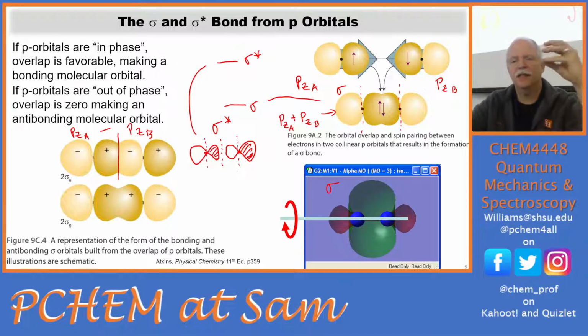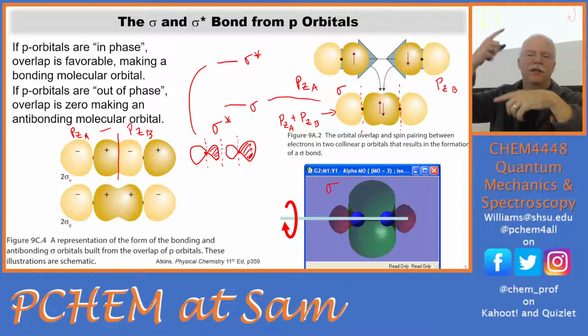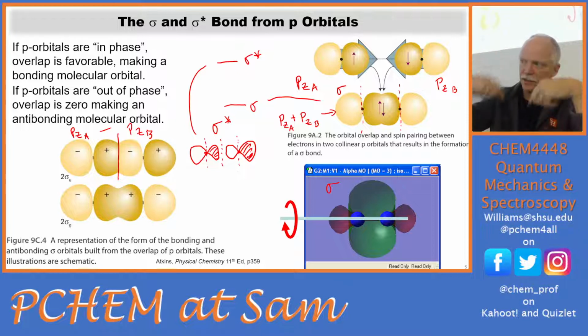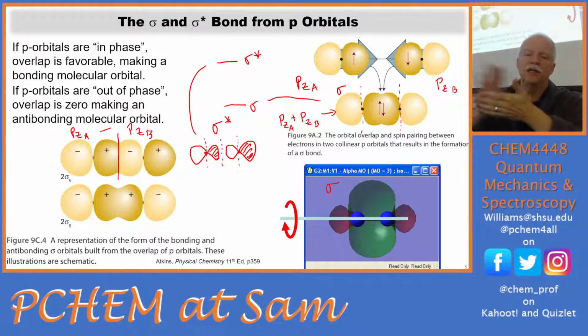One thing that sigma interactions have is they have this rotational symmetry. Notice that orbital has a C infinity axis around that orbital. It's like a donut in the middle. I mean, there are no nodes that contain the axis of the bond, only nodes that cut the axis of the bond.